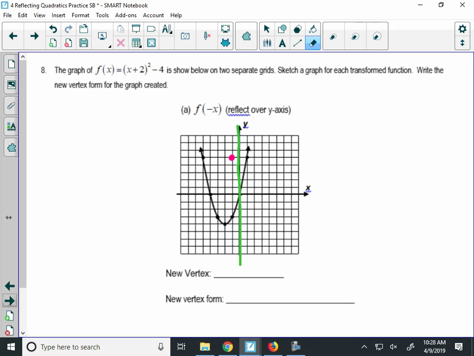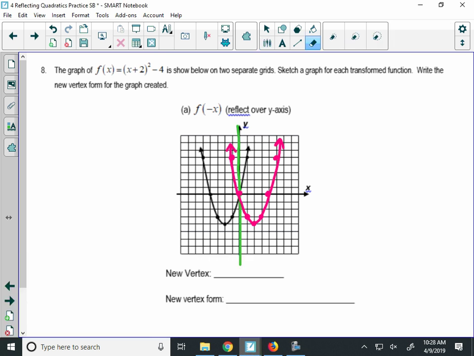The next point down here is 1 to the left. It's going to go over here to the right. The vertex is 2 to the left, so it goes over here. This point goes 4 over here. There. And this point's on the axis, so it stays put. So this should be your new parabola.